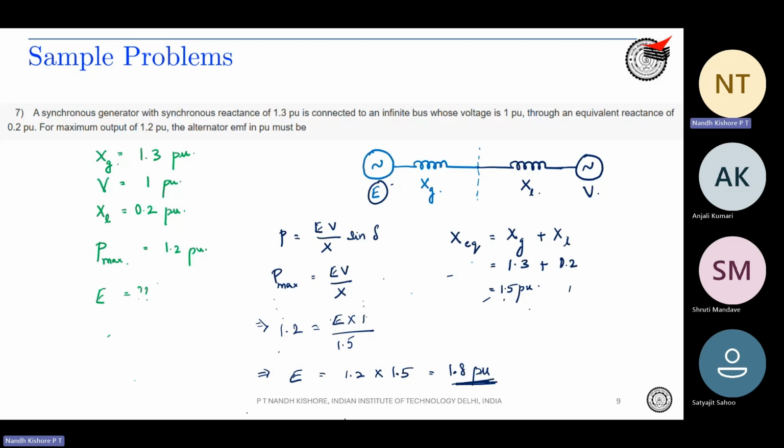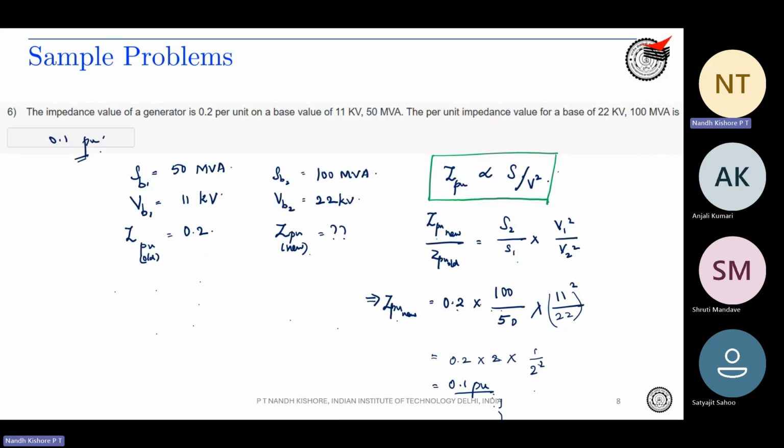And previous questions were also quite simple. They were based on direct application of formulae, and one question was on the base impedance, that is Z_pu is proportional to S by V square, right? So from that you can easily find out.